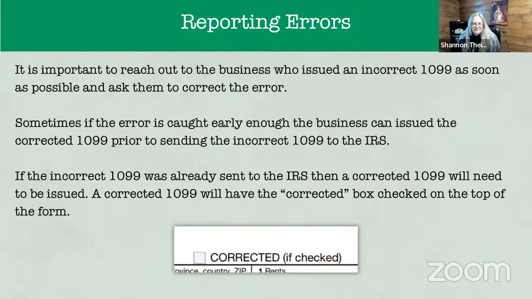Most of the e-file software has a box that you can check to indicate whether the information that you're reporting is corrected or not.